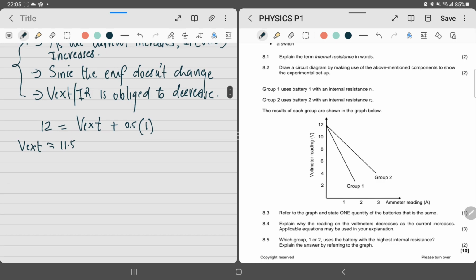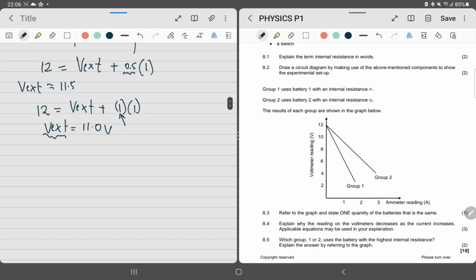Okay, so now let's just say that we are increasing the current. So we will increase the current there. So the EMF is still 12. Then V external we are trying to find that. And then let's just say the current now is 1. The internal resistance doesn't change. So V external should be equals to 11.0 volts. So as you can see, as you increase the current, the value of the V external decreases. So I hope that makes sense.